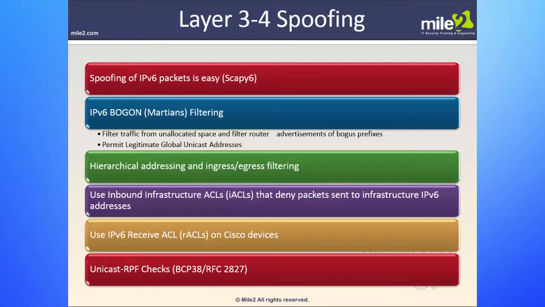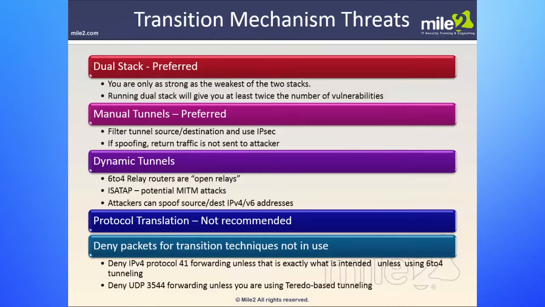We have other things that can go on, such as transmission mechanism threats. We have dual stacks, preferred, right? So you're only as strong as the weakest of the two stacks. So running dual stack can give you at least twice the number of vulnerabilities. We have manual tunnels, which are also preferred. There's a filter on the tunnel source and destination to use IPsec. If spoofing returns traffic, it's not going to be sent.